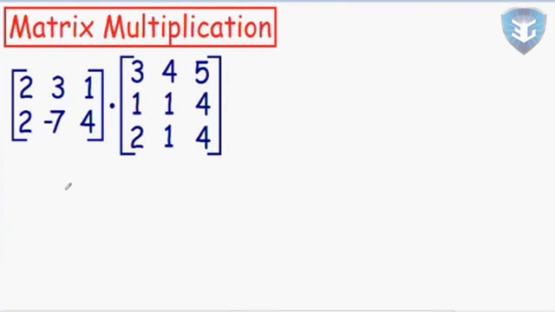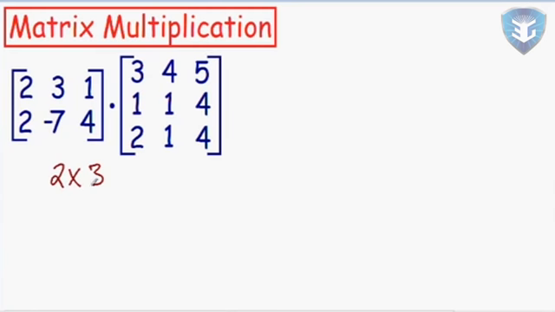And before I get started with this example, I want to talk about the sizes of each matrix, because not every matrix can be multiplied by another matrix. So let's take a look at the size of this first matrix. In this first matrix we have 1, 2 rows, and we have 1, 2, 3 columns. So this first matrix is a 2 by 3 matrix. 2 rows by 3 columns.